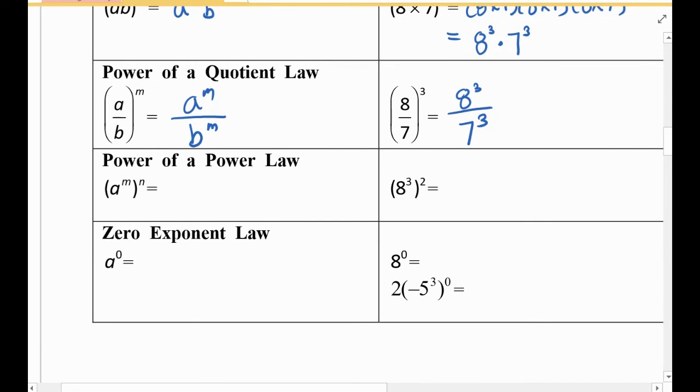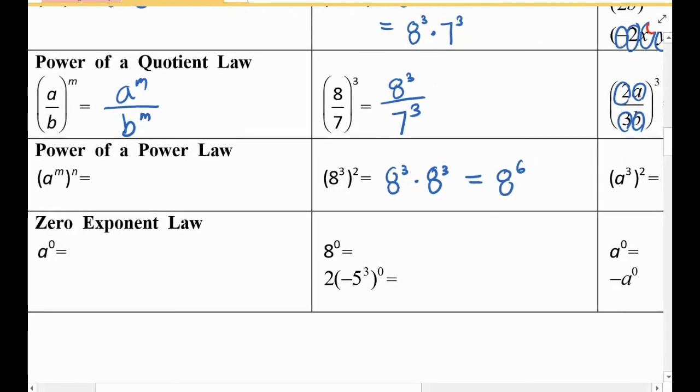Next, power of a power law. 8 cubed, bracket squared. That means you repeat multiplying 8 cubed twice. Then you add those up. When you multiply 2 powers, you add them up. That becomes 8 to the power of 6. So when you have a power of a power, you multiply 3 and 2. 8 to the power of 6.